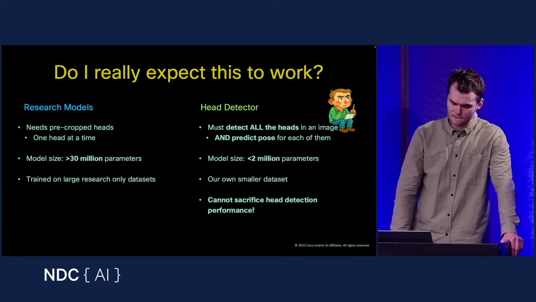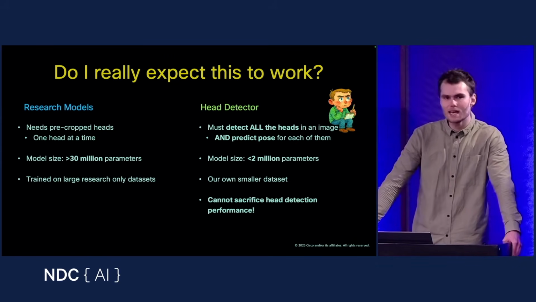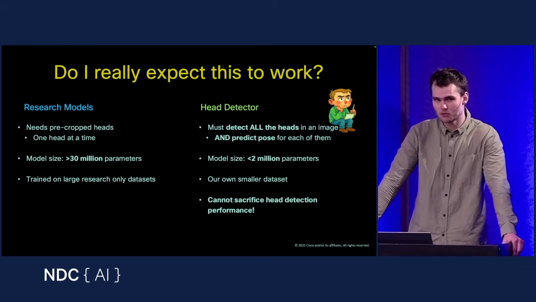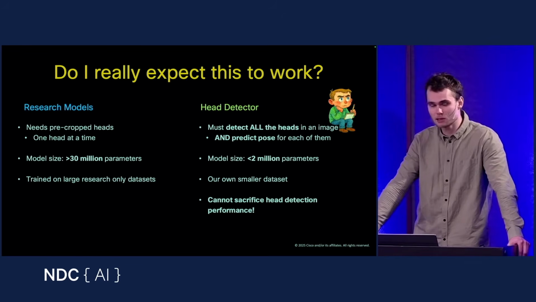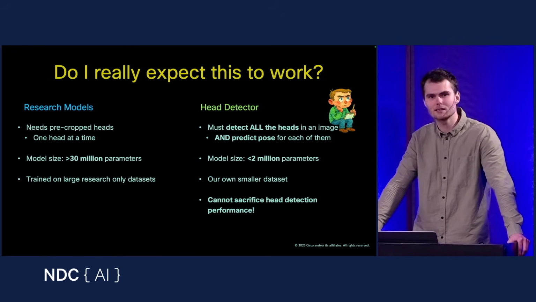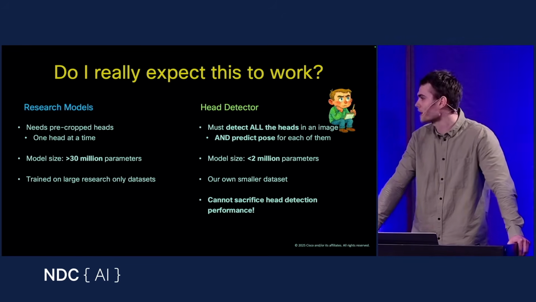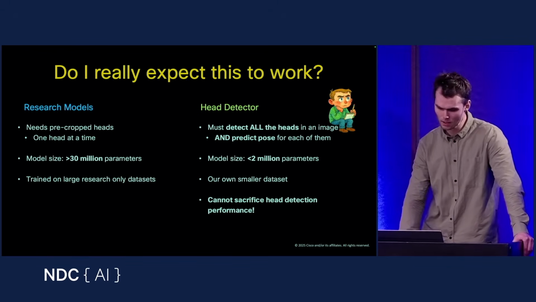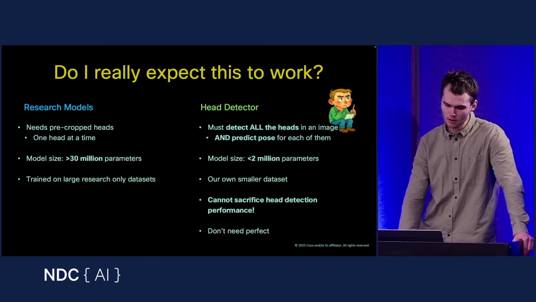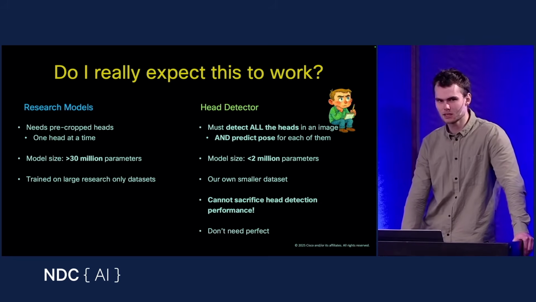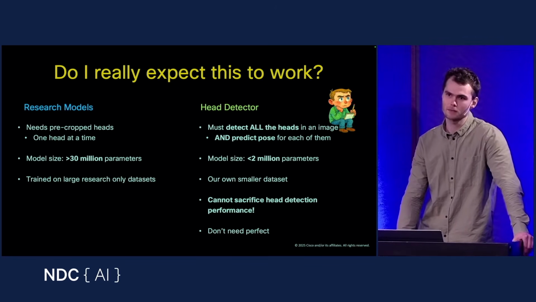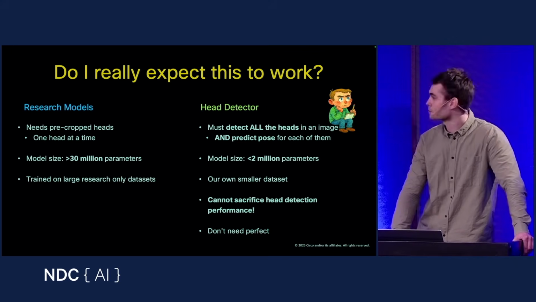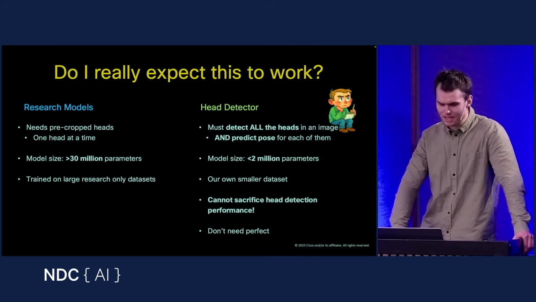And an important thing as well is that we cannot sacrifice head detection performance to do this. There are so many features that build on top of the head detection model that having any kind of regression there is just out of the question. But we also don't need to be perfect. We don't need to be the very best that ever was pose prediction model. We just need something that is useful.